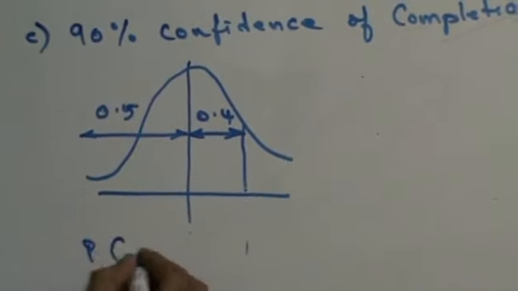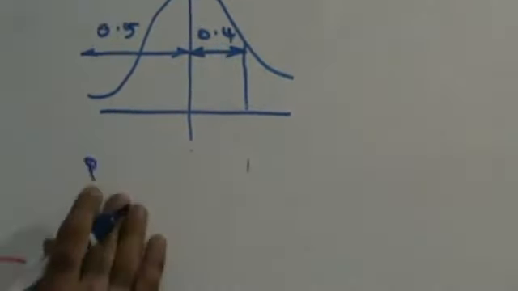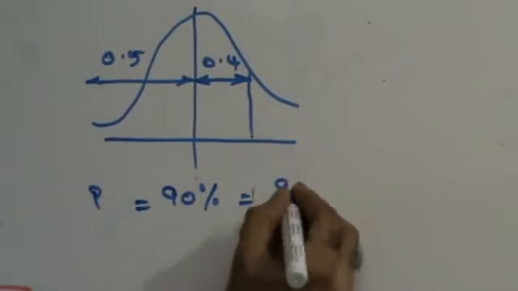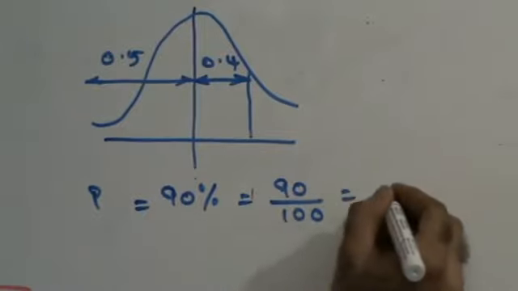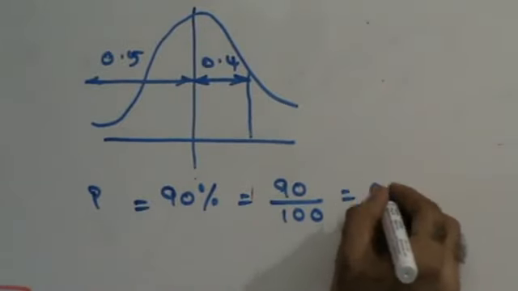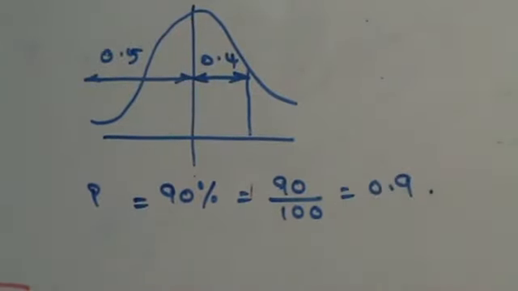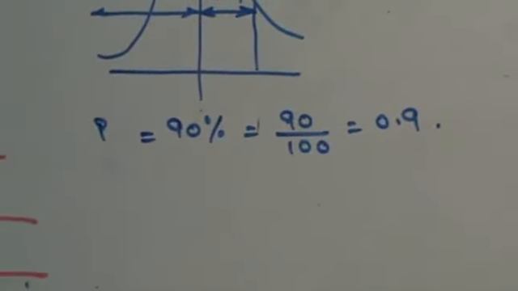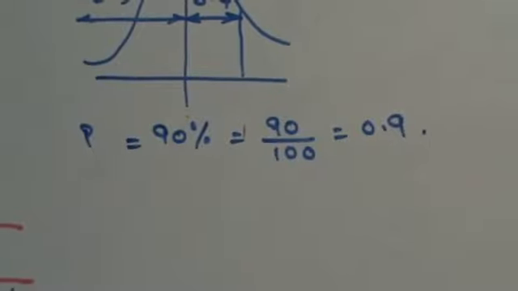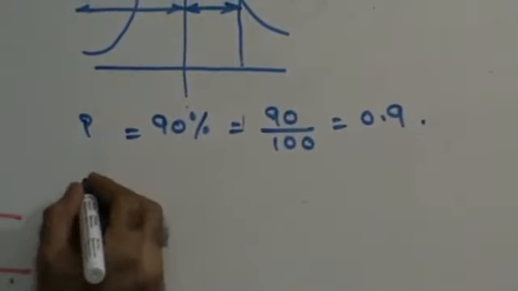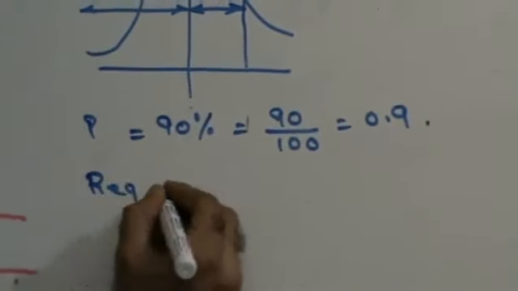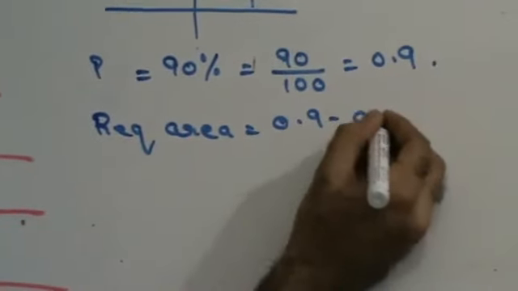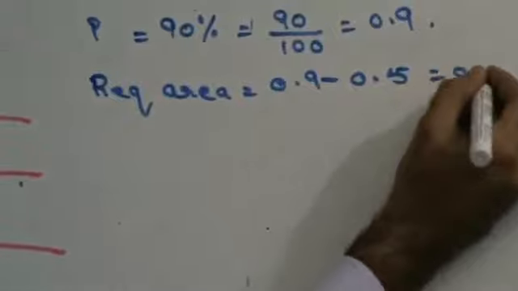See, probability is 90%. 90% is nothing but 90 upon 100, which is going to be nothing but 0.9. That is the probability that I need. The probability of project completion should be 90%, right? So I can therefore say that the required area is going to be 0.9 minus 0.5, which is 0.4.